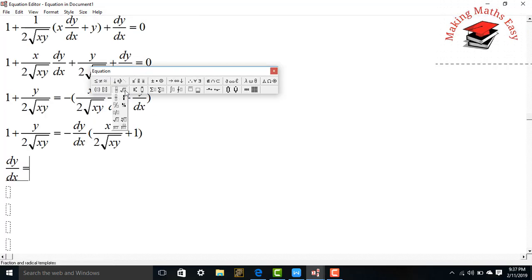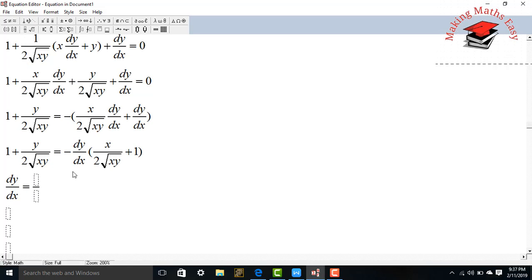First I will use the divide operator here in order to differentiate. So negative of this particular number means 2 square root of xy plus 2 square root of xy plus y, close the bracket, divided by x plus 2 square root of xy in this case. So this will be my final answer.